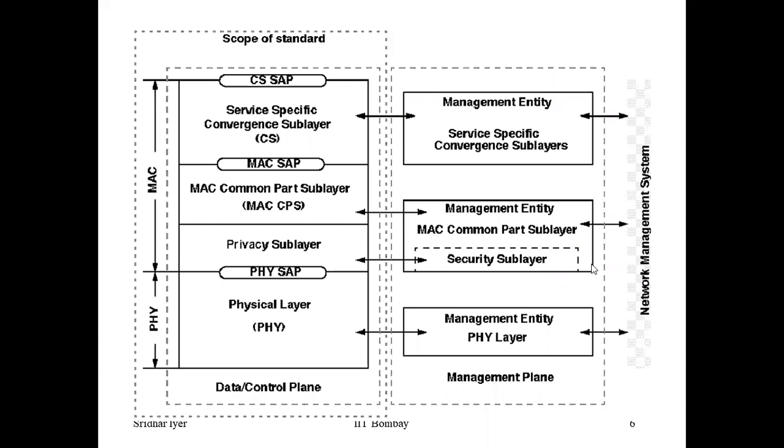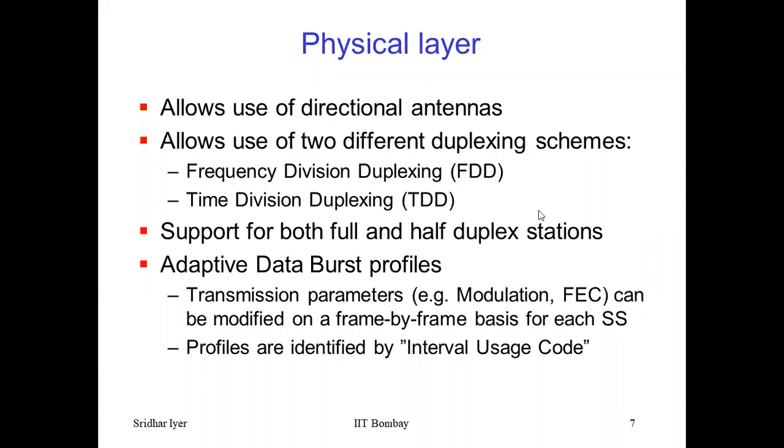We have to study the various issues that come into the MAC sublayer. Now we have to study how these issues are transmitted between the base stations and subscriber stations. The physical layer allows the use of directional antennas, and allows two different duplexing schemes: frequency division duplexing (FDD) and time division duplexing (TDD). It supports both full and half duplex stations, and an adaptive data burst profile, where transmission parameters and modulation frequency can be modified on the frame.